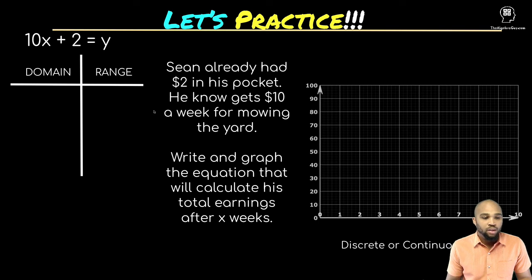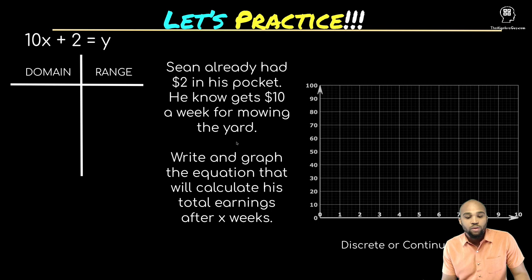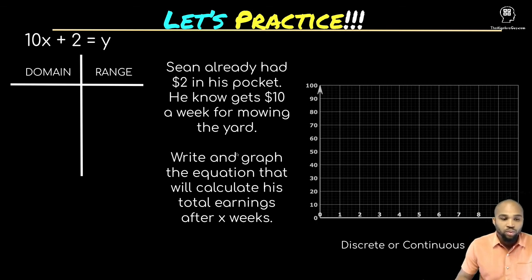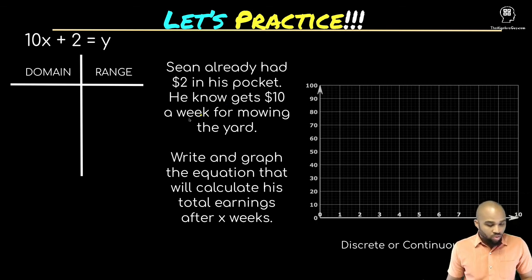What if we had something like this? Sean already had $2 in his pocket. He knows he gets $10 a week from mowing the yard. Write a graph and the equation that would calculate the total earnings after so many weeks. So let's graph this and talk about the domain and range. What's the domain for this situation?